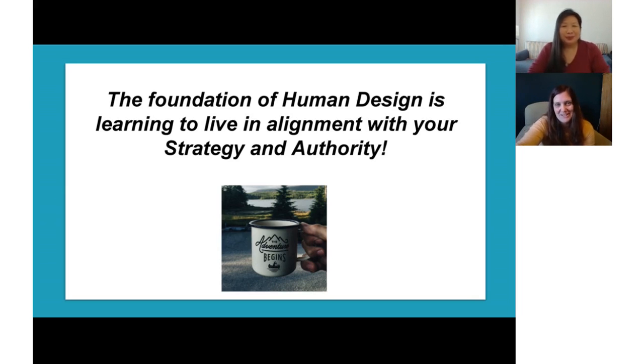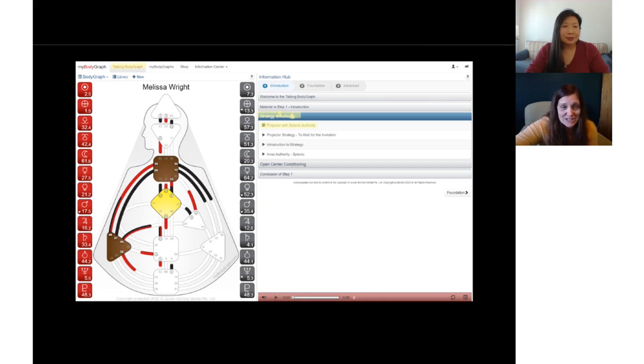Awesome. Okay, all right. So this is my chart, not yours. Especially for the people that are watching this recording, I just wanted to show that when you get your free account with mybodygraph.com, there are two different ways that you can look at the site, and it can be overwhelming to go to this site. The first one is the talking body graph. It does look a little bit different on your phone than on the computer. This is the view that I see on my computer, but you're looking for the information hub.